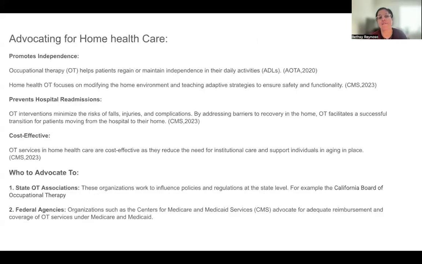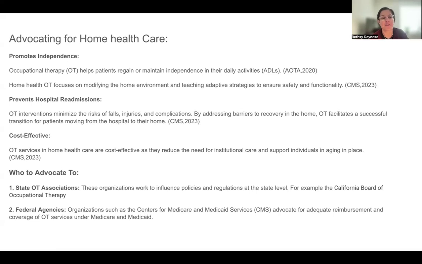Now, how would I advocate for home health care? Well, I will use these three main points. It promotes independence. Occupational therapy helps patients regain or maintain independence in their daily activities. Home healthcare occupational therapy focuses on modifying the home environment and teaching adaptive strategies to ensure safety and functionality, which is really important because it prevents hospital readmissions.